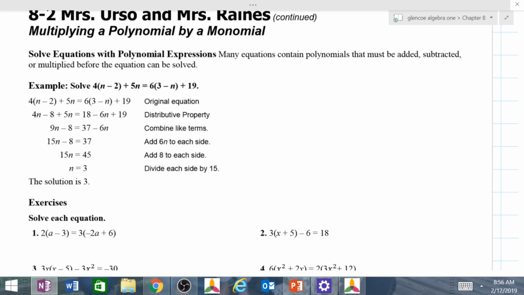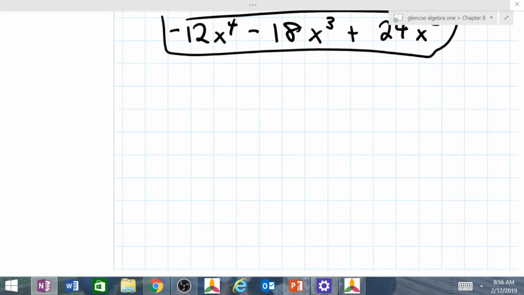Variables to the left, numbers to the right. Stand up, sit down. Fight team, fight. Okay? Go Lions. Great job.